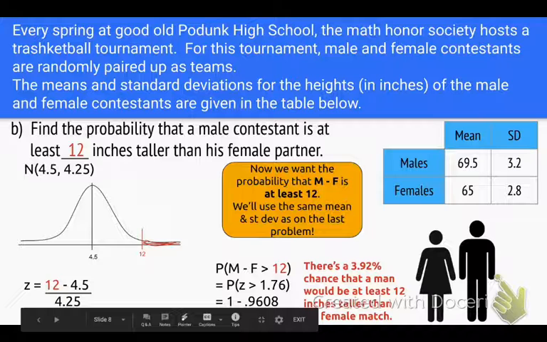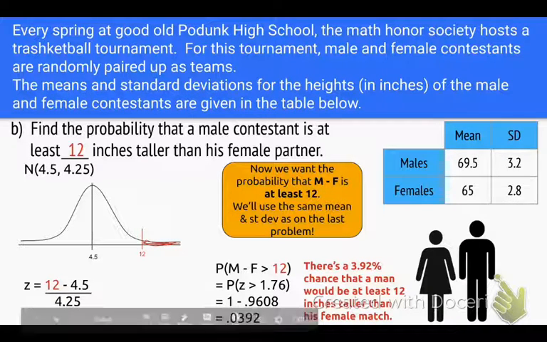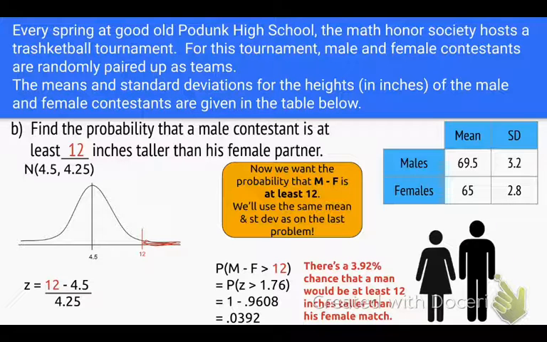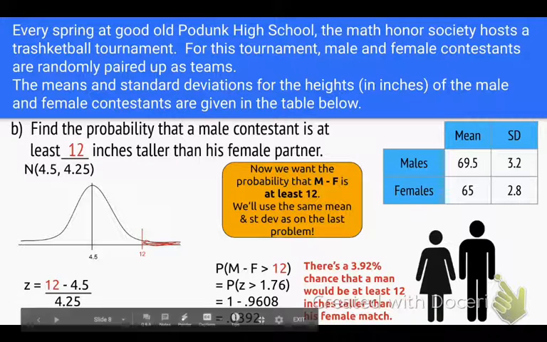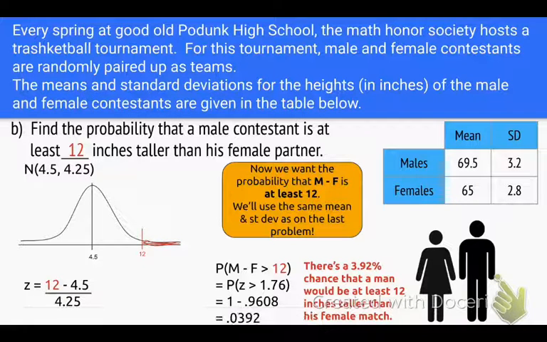Here's your notation, right? You have to get the notation written out. So your probability of m minus f is greater than 12 is the same as your probability that your z-score is greater than 1.76. So here they did the complement of it. I would have just done 1.76 on my calculator to 9999999, which gets you to the 0.0392. There's a 3.92% chance that a man would be at least 12 inches taller than his female match.